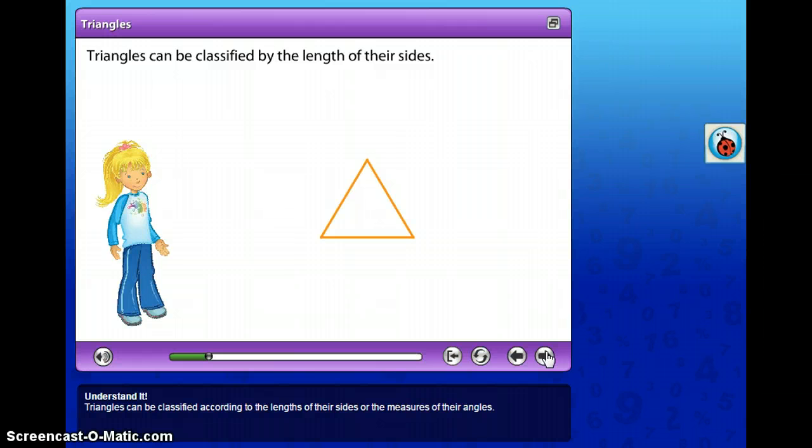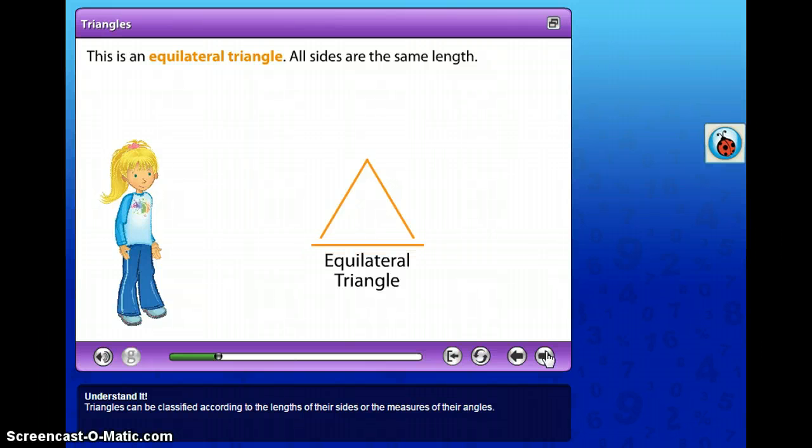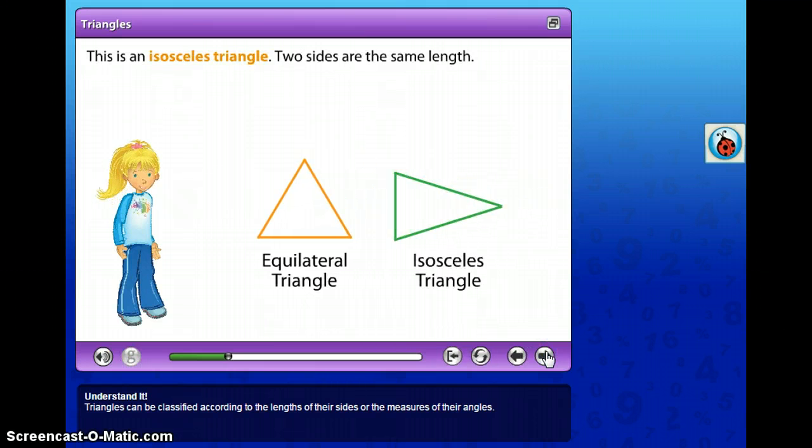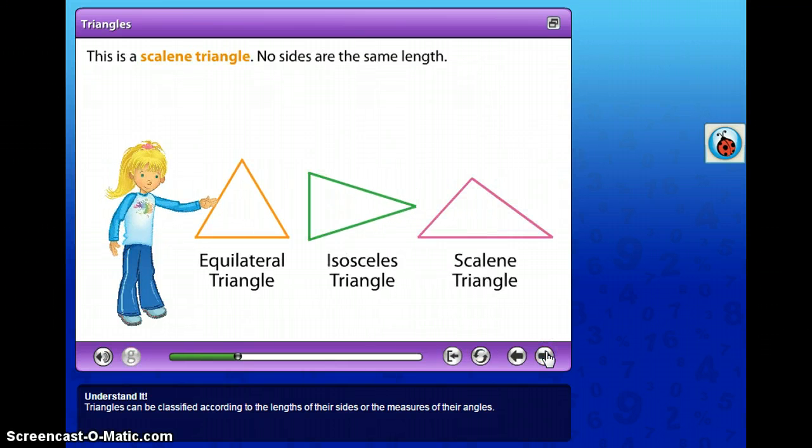Triangles can be classified by the length of their sides. This is an equilateral triangle. All sides are the same length. This is an isosceles triangle. Two sides are the same length. This is a scalene triangle. No sides are the same length.